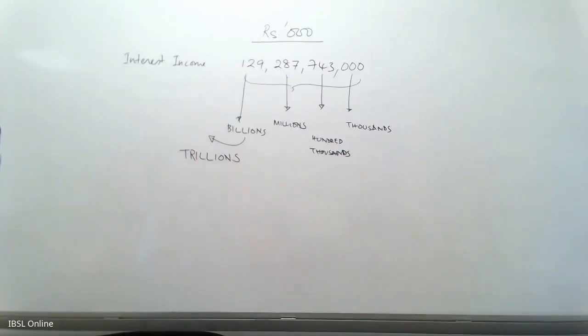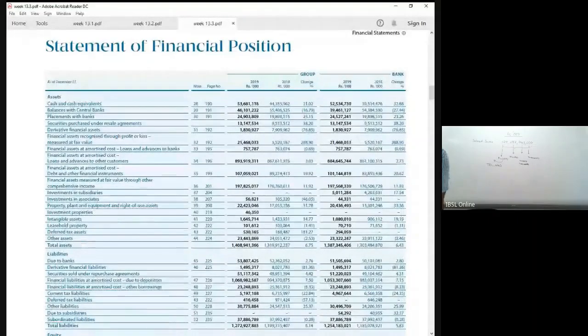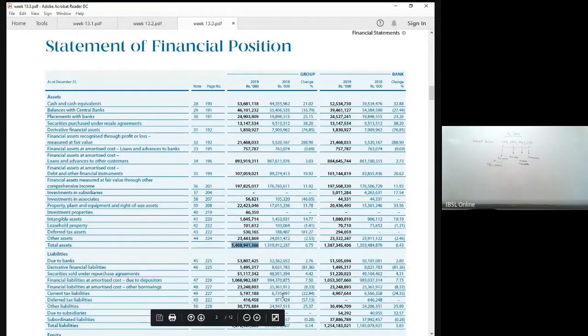Now, when you go to the balance sheet of a commercial bank, please look at the assets. You have the numbers here again in rupees 1,000, but at the bottom, this number, 1,408,941,366. What is that? You have to add another three zeros. When you add the three zeros, it becomes 1,408,941,366,000. That is how we have to read that number.